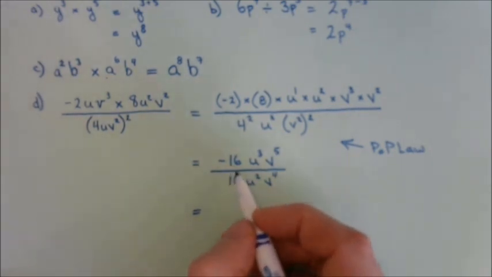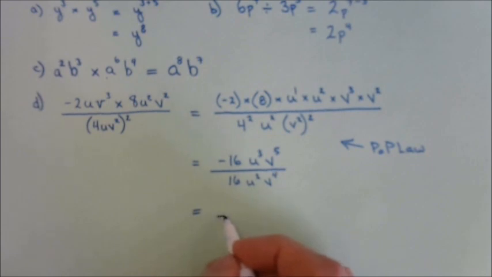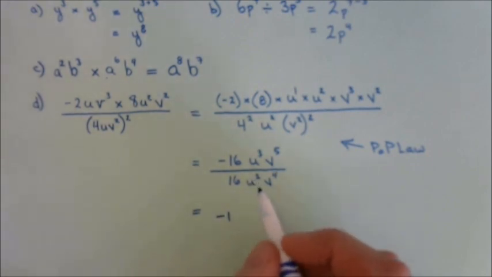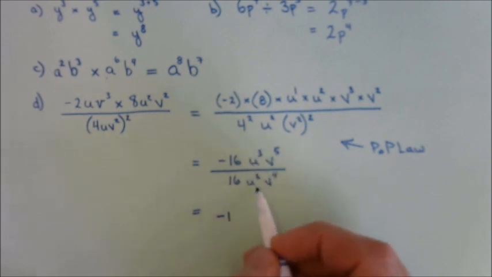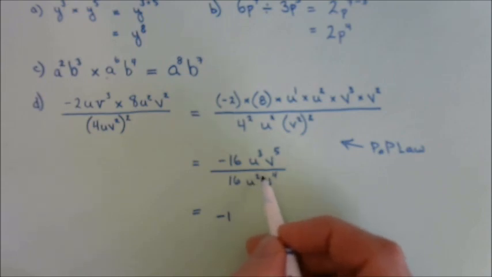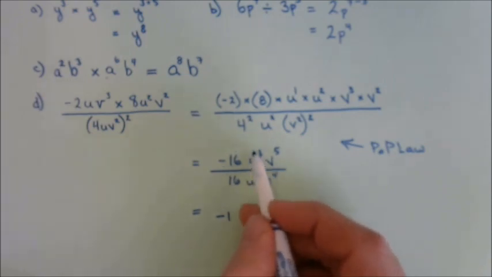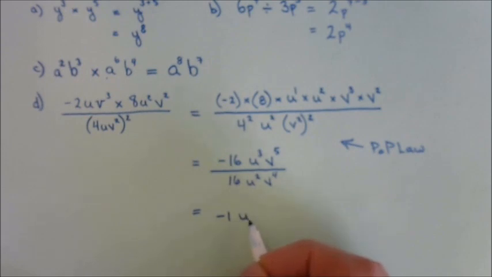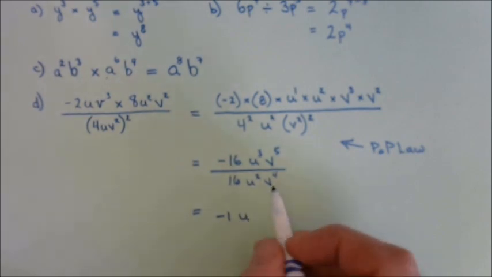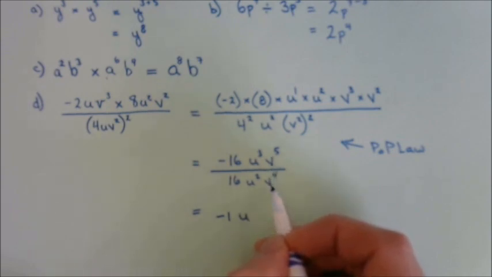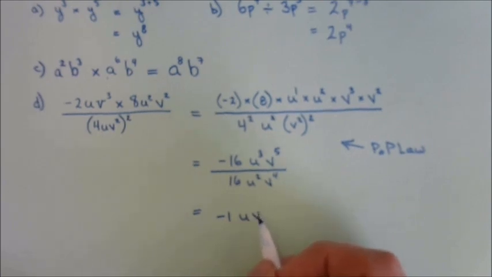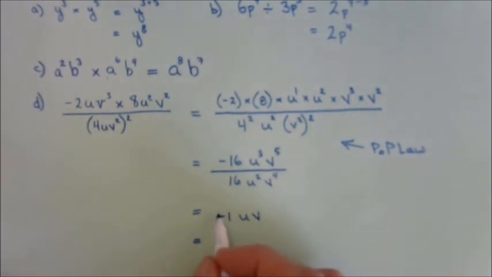From here, we can divide our numerical terms. Negative 16 over 16 is negative 1. u to the power of 3 is 3 factors of u. u to the power of 2 is 2 factors of u. So these are going to cancel out 2 of these factors of u, leaving us with just 1 factor of u. And here we have 5 factors of v being divided by 4 factors of v. That's going to leave us with 1 factor of v. In the final answer, we don't need to write this negative 1, but we do need to keep the negative sign. So we have negative u v.